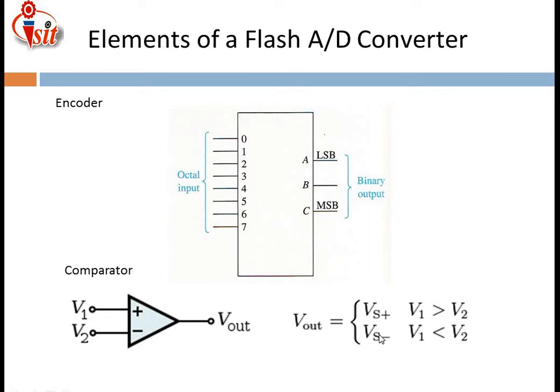And for the inverting output, Vs minus, that is an inverting output. For that inverting output, V1 is the non-inverting input and V2 is the inverting input. In this case, the non-inverting input is less and the inverting input is greater. These 2 possible conditions come into picture for the comparator.